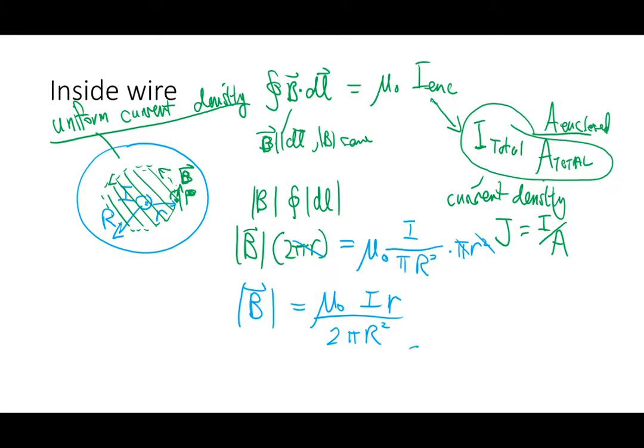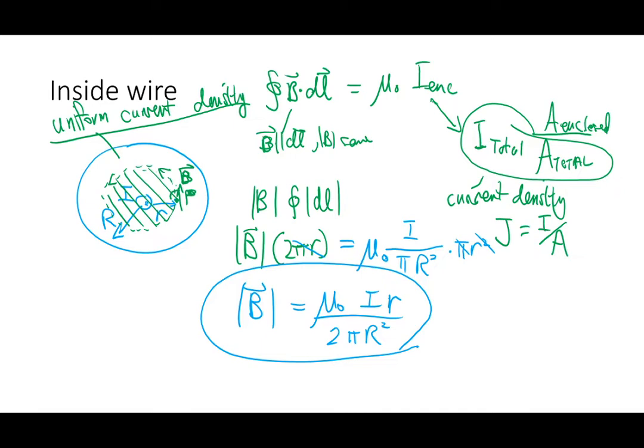the final result, which is that for a point inside the wire, you don't have a 1 over r dependence like you have outside the wire. You have an r dependence, a linear dependence. And that's because as you get further out, yes, your loop is getting longer, but the area you're enclosing is also getting larger by r squared.